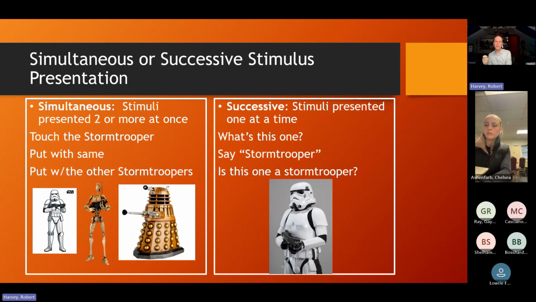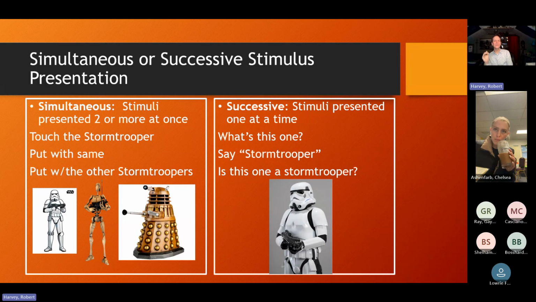Okay, so I show you this picture of a stormtrooper and I say, what's this one? And you say stormtrooper. I say stormtrooper, and you say stormtrooper. I show you this picture and I say, is this a stormtrooper? Okay, and you say yes. And then I show you the picture of the Dalek on the side, which is that funny little golden thing with the knobs on it. That's from Doctor Who. And you say no when I say, is this one a stormtrooper?